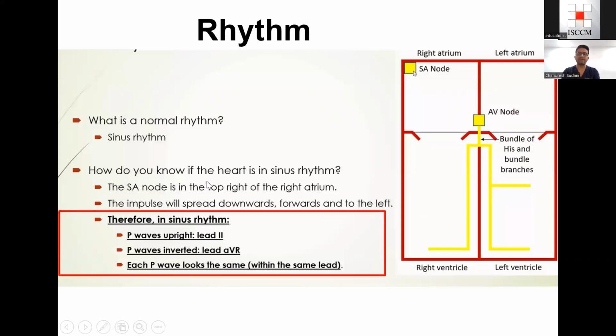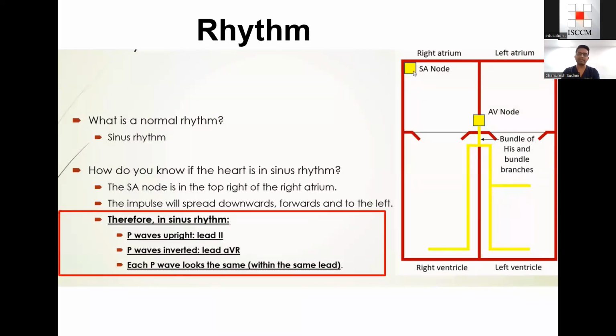So looking at the rhythm, how do you know if the heart is in sinus rhythm or not? So always look for the SA node rhythm. If you divide the heart into 4 chambers, the SA node comes from the right atrium, and normally the impulse will spread from the right atrium downward, forward, and at the last end to the left. That's why if you want to see whether this ECG is in sinus rhythm or not, look for these things.